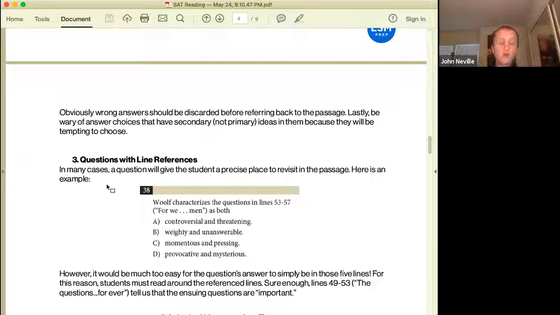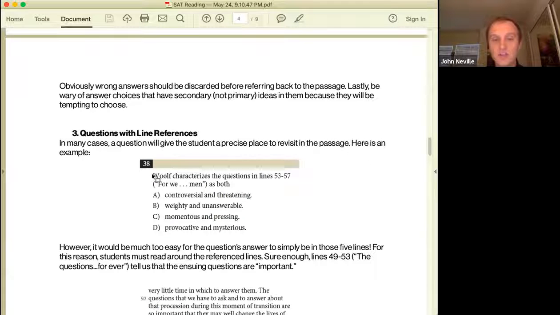Okay. This brings us to the third question type. This is my own personal label for it, which is questions with line references in them. Okay, so here's an example. Woolf characterizes the questions in lines 53 through 57.